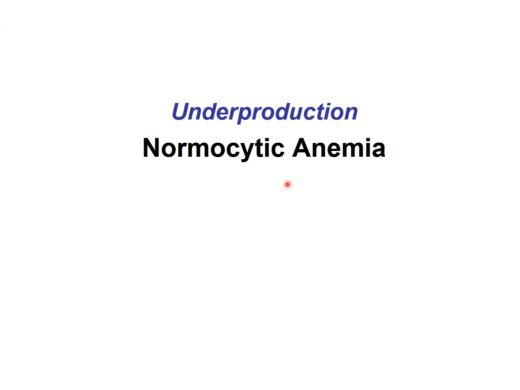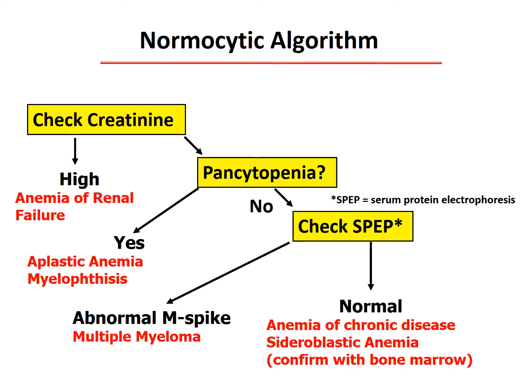Underproduction, when we do have a normocytic anemia. This algorithm is going to tell you what you should do first. If the blood test comes back that you do have a normocytic normochromic anemia, the next question, the most common one, is kidney problem. Let's check the creatinine. Is it high or not? If it's high, well, kidney. So this anemia is due to chronic kidney disease. Let's evaluate the kidney function.